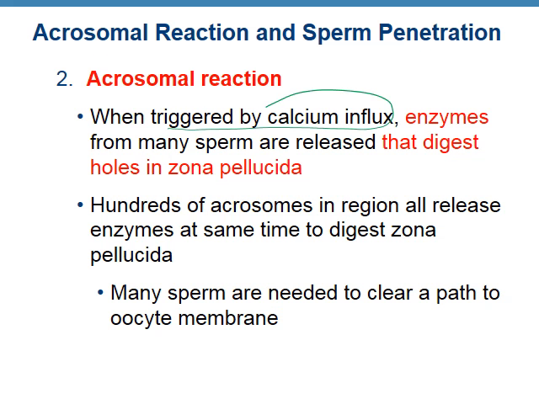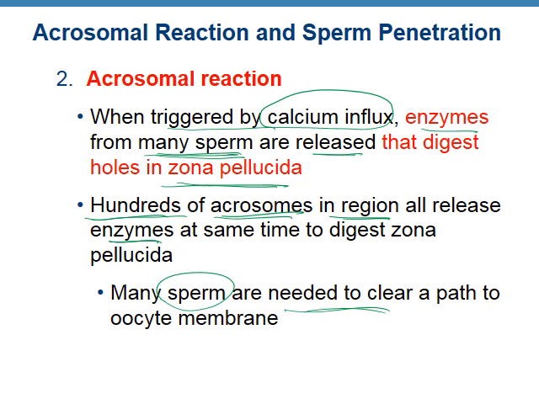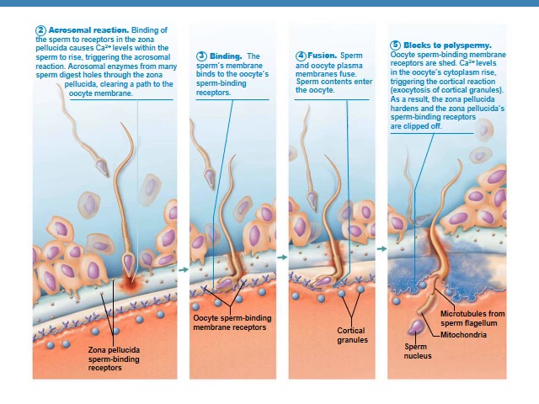So when triggered by a calcium influx, enzymes from many sperm are released, and it can digest holes in the zona pellucida. So this is a team effort. Hundreds of acrosomes in the region all release their enzymes at the same time to digest a hole in the zona pellucida. Many sperm are needed to clear the path to the oocyte membrane, but only one sperm is going to get through and deposit its DNA into the oocyte, hopefully.